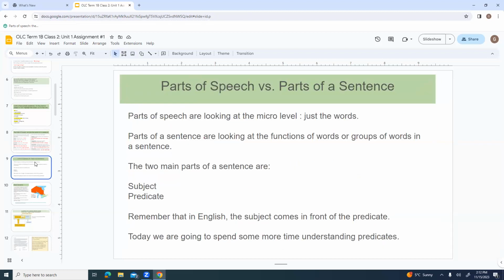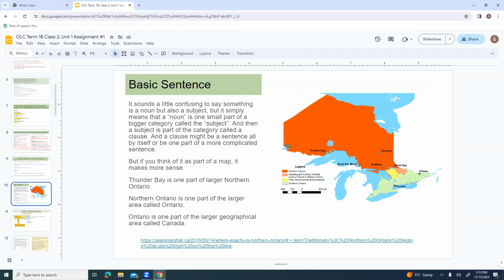So, parts of speech versus parts of a sentence. We've been talking about parts of a sentence. Parts of speech is just looking at the micro level, just the word level, whereas parts of a sentence are looking at the functions of words or groups of words in a sentence. And the two main parts of a sentence we talked about are subject and predicate. And remember that in English, the subject will always come in front of the predicate. So today, a little bit later on, we're going to discuss predicates. Not right now, I don't think.